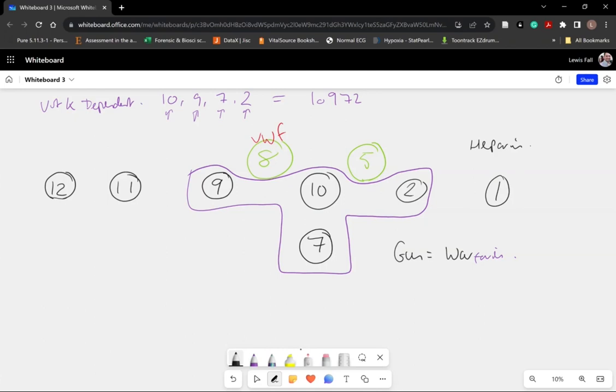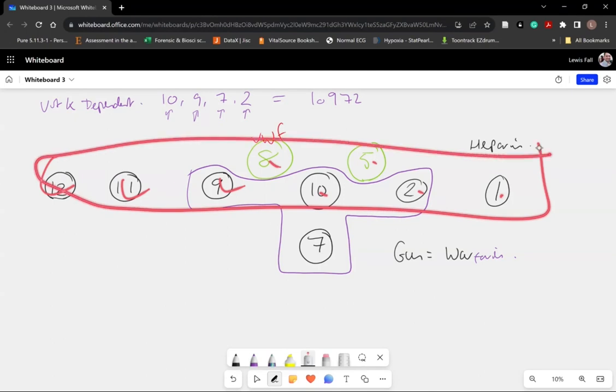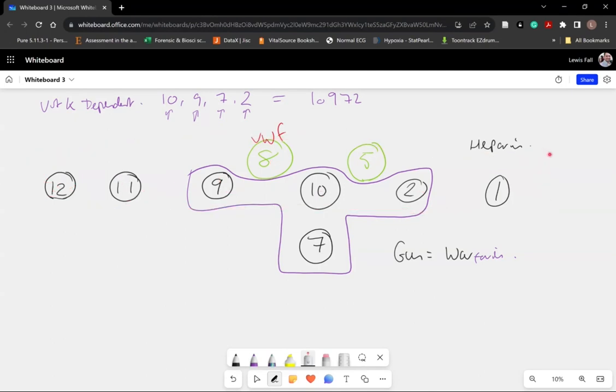So if you have an abnormality in 12, 11, 9, 8, 10, 5, 2, 1, on your coagulation screen, that's usually going to be treated with heparin. If you have it in 7, 10, 2, and 1, or 5 as well, you can add that in. That's the noted gun, which means your first choice is warfarin.